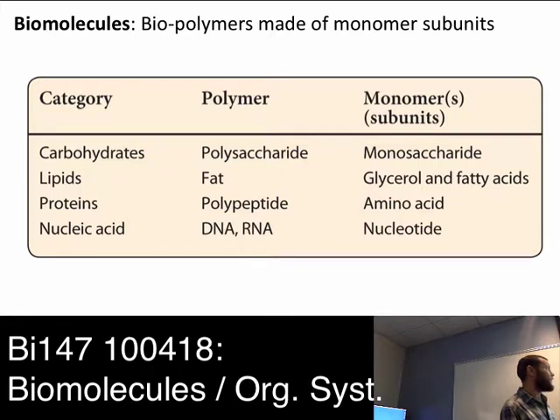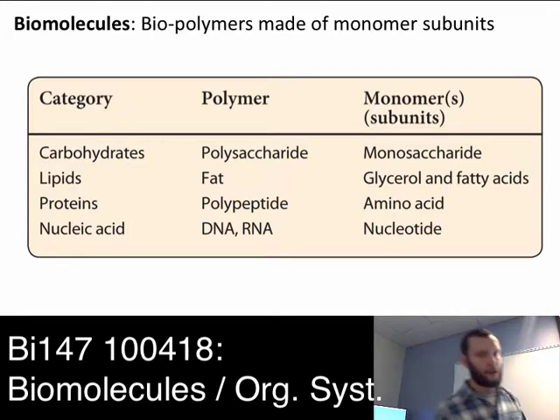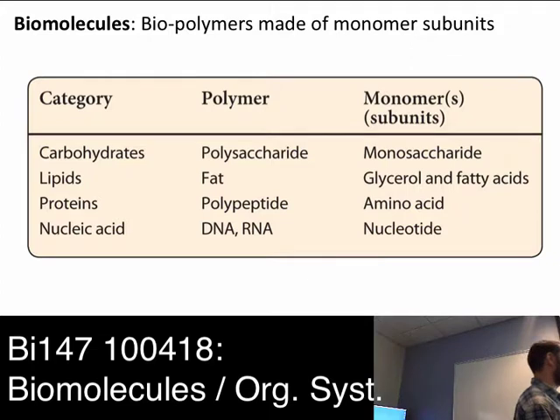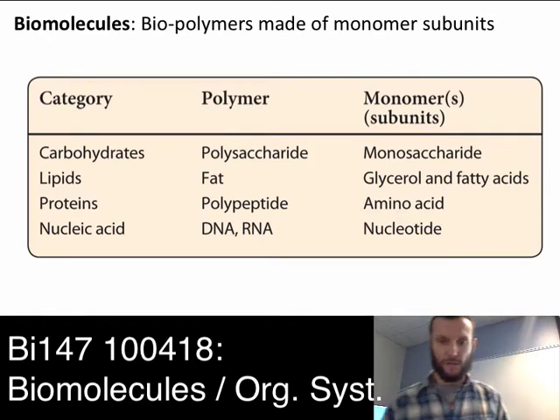And when we think about the polymers, a polymer of a carbohydrate is some sort of polysaccharide. The polymer within the category of lipids is sort of ambiguously termed fat. There are different categories. The main one that we're going to talk about is triglycerides. And proteins are called polypeptides. The polymer is a polypeptide. And in nucleic acid, the polymers are DNA and RNA. For each of these, we have monosaccharides, fatty acids, amino acids, and nucleotides.